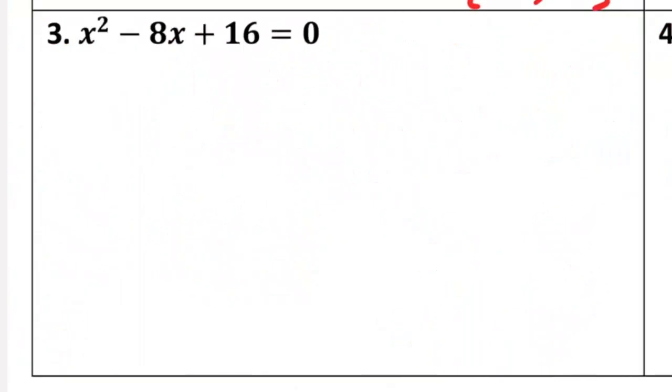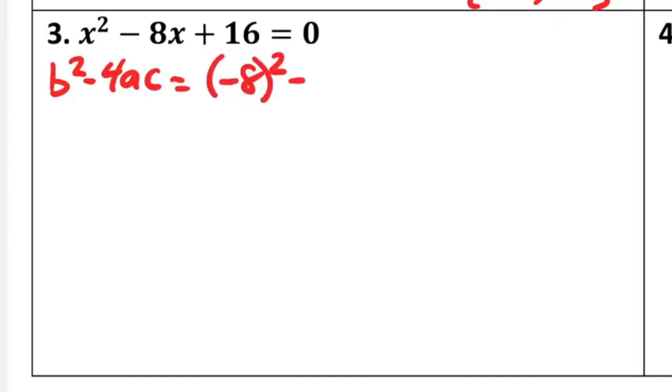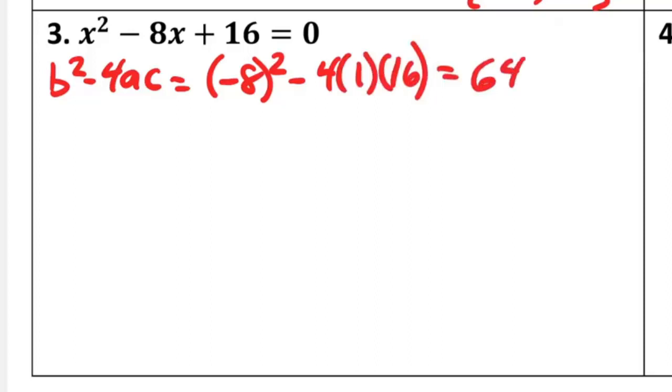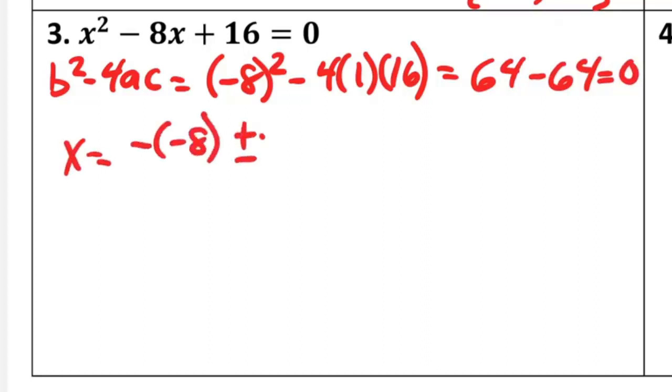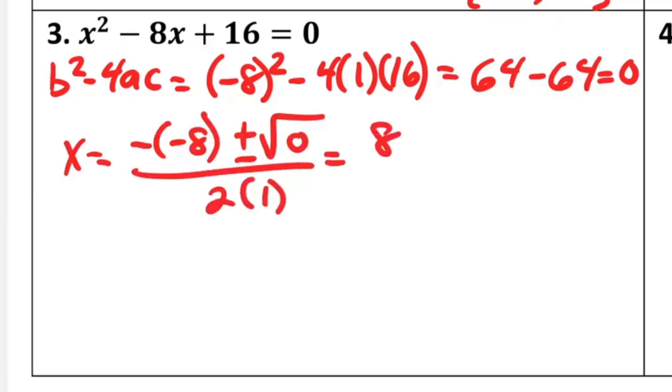Number 3. Now I'm going to stop writing the A, B, and C. If you need to keep doing that, certainly keep doing that. B squared minus 4ac is negative 8 squared minus 4 times 1 times 16, which is 64 minus 64, or 0. X equals negative b plus or minus the square root of 0 over 2 times 1, or 8 over 2, just 4. When the discriminant is 0, we only get one solution.